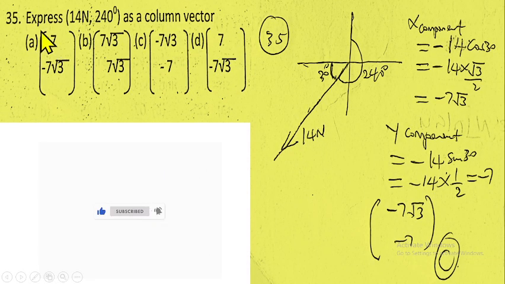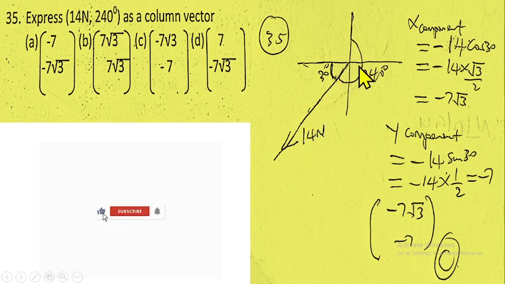Question number 35 is on vectors. We are given this force, and given the direction of the force on a plane. So we have to express this as a vector. All you need to do is to draw the plane, and this is the vector, 14 Newton. Then this is the angle, the direction of the vector, 240. Going this way, this is 90, 180, 240.